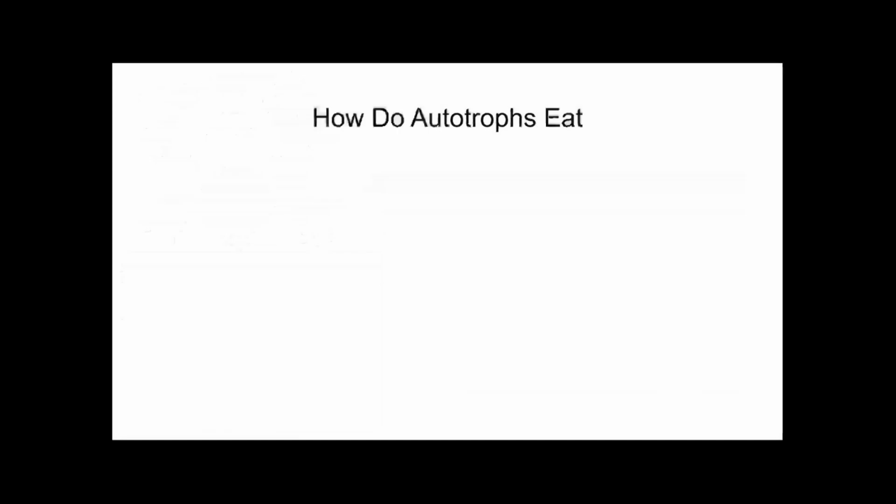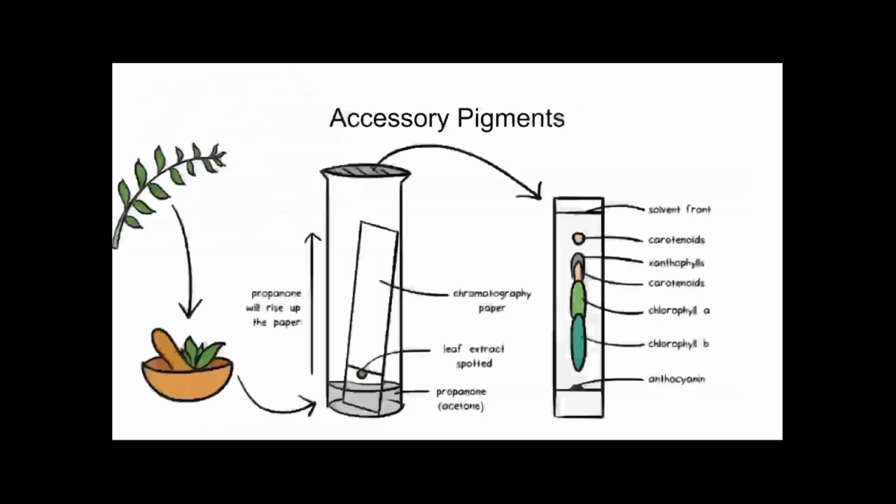Sperm and egg. So how do autotrophs eat? How do they fuel their metabolic systems? They use pigments. We discussed accessory pigments, but we'll review it again here.